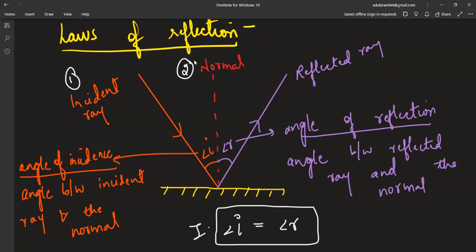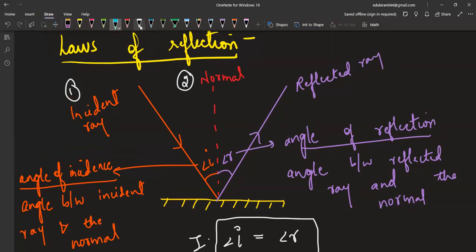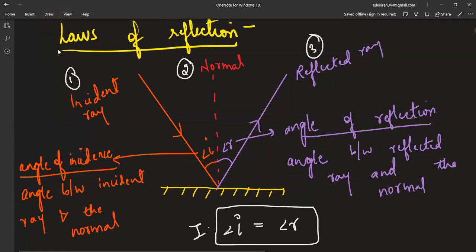And what is meant by normal? We basically draw a perpendicular line. This is an imaginary perpendicular line drawn on the surface, which is known as the normal. And the third one that we have is known as the reflected ray. This is the ray which bounces back on striking of an incident ray. So the angle of incidence is the angle between this incident ray and the normal. And the angle that is formed between the reflected ray and the normal is known as the angle of reflection. So these are just the terminologies.